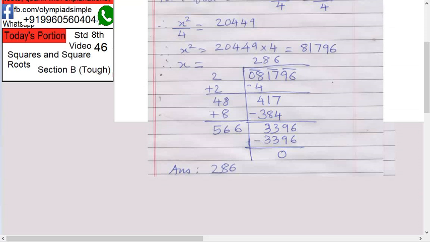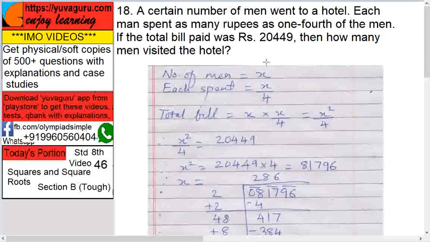So 286 is the answer. It means x is 286. So what does it mean? What is x? Number of men visited. So it means 286 men visited the hotel. That is the required answer.